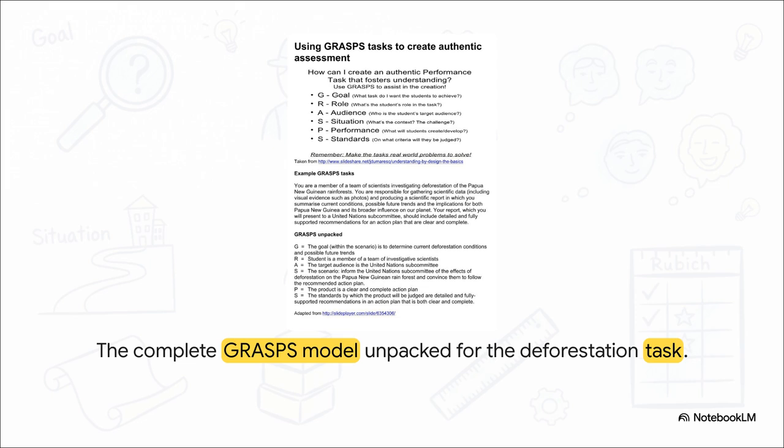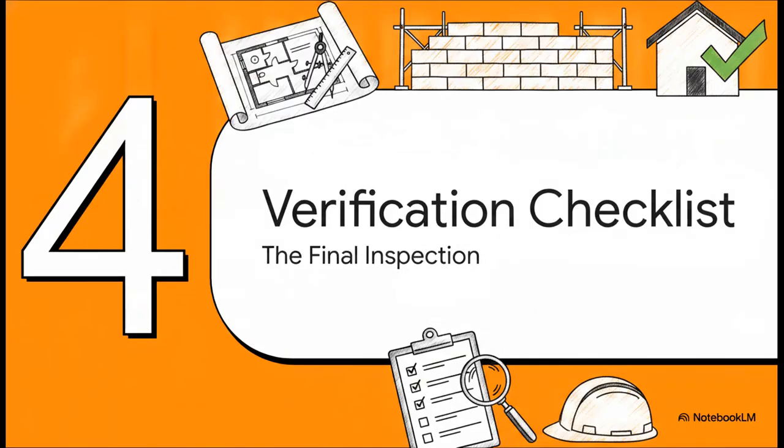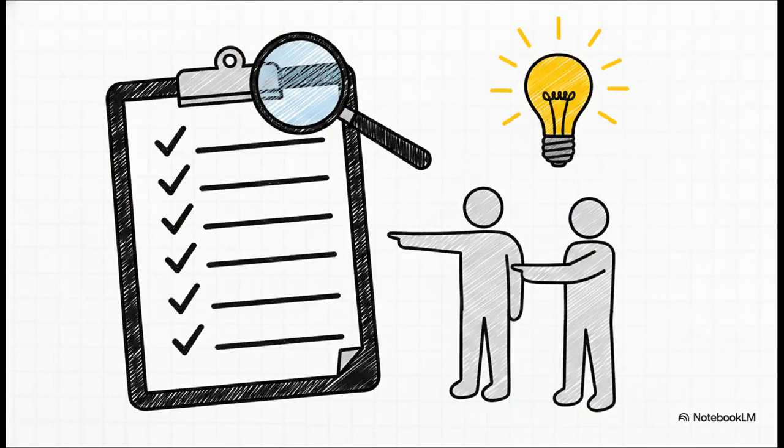By unpacking the task this way, you take a standard curriculum topic and transform it into a purposeful, highly engaging simulation for the learner. Which brings us to Section 4, the Authenticity Verification Checklist, the final inspection. Once you've designed your brilliant task using GRASPS, you really need a quality control measure. Think of this as the final building inspection before you let students actually move in. Let's run through this essential 7-point checklist for authentic tasks.